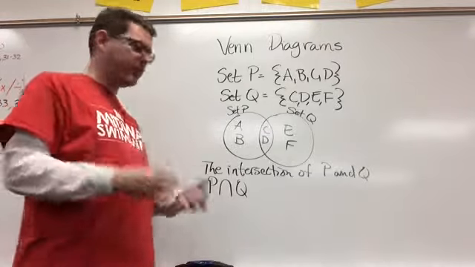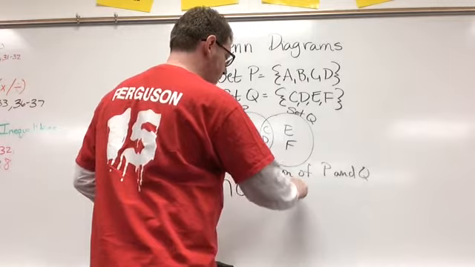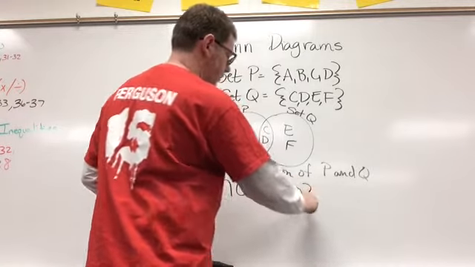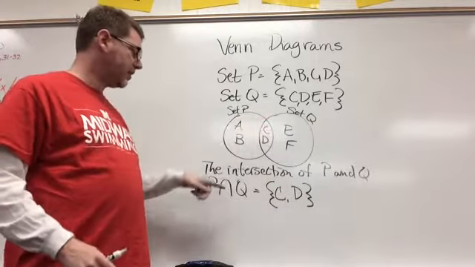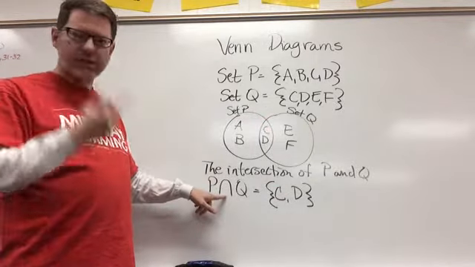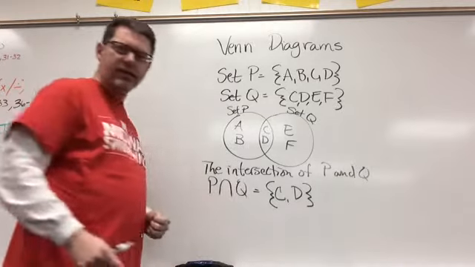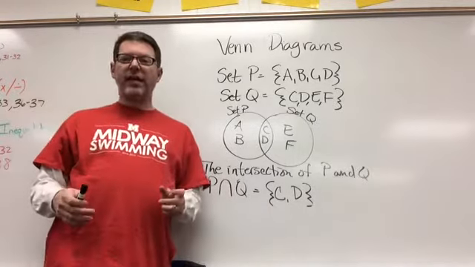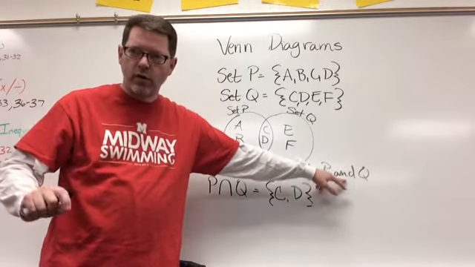So what is in both P and Q? And that would be C and D, because those are the points, the letters, that are in both of them. So it intersects, P intersects Q with C and D. Now the next thing we would look at is, instead of and, what about or?